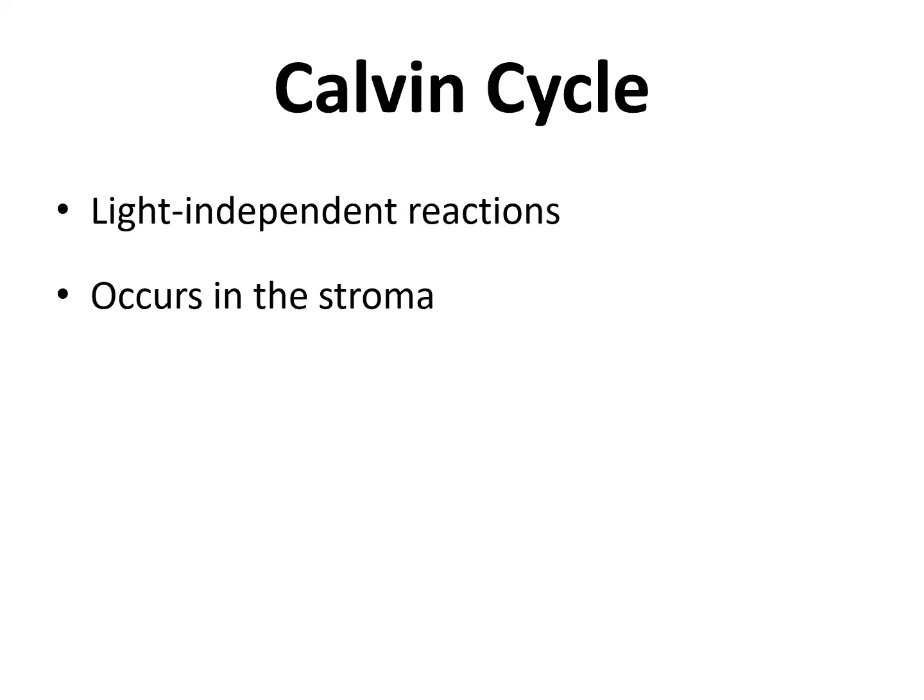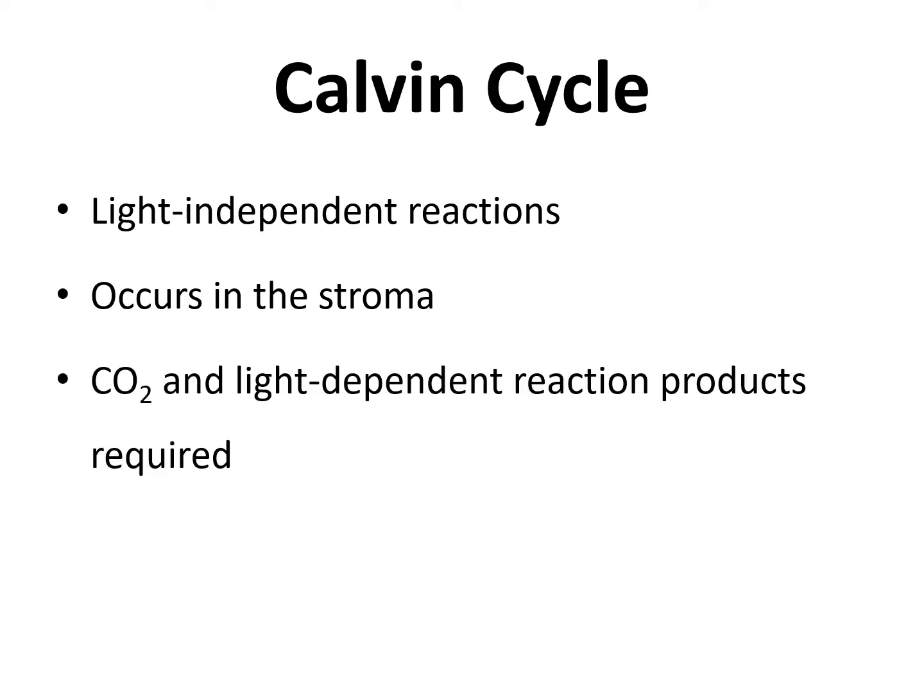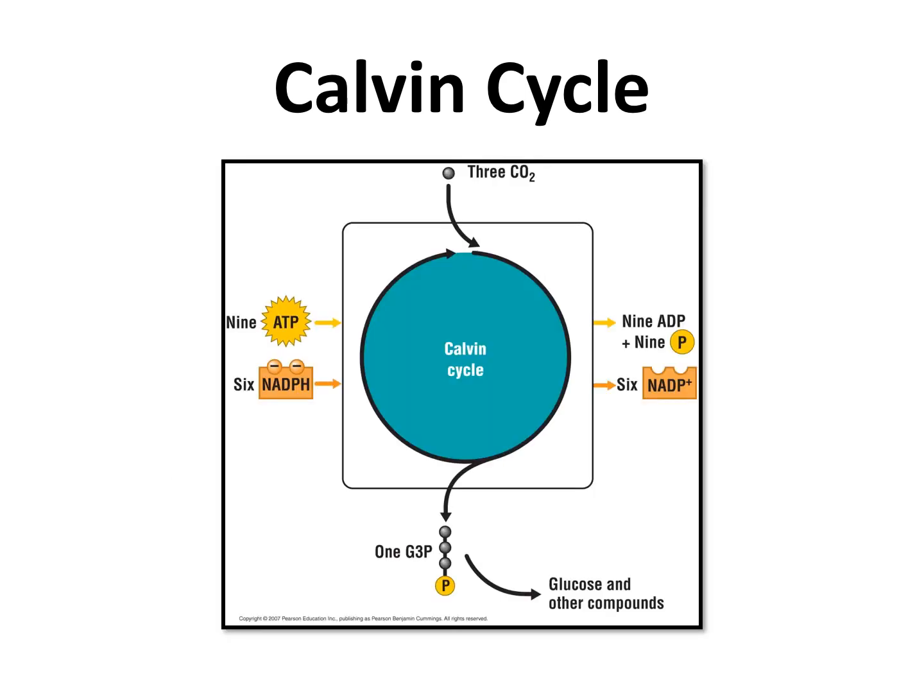The second part of photosynthesis is the Calvin cycle. Calvin cycle is sometimes called the light-independent reactions because light is not required. And this occurs in the stroma, which is the liquid part of the chloroplast. And this involves the carbon dioxide and the light-dependent reaction products, so the ATP and the NADPH. And what they will do is produce the glucose.